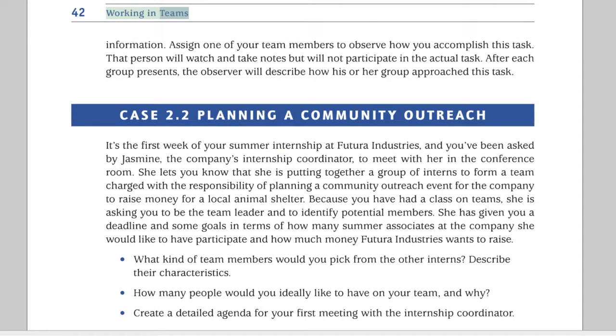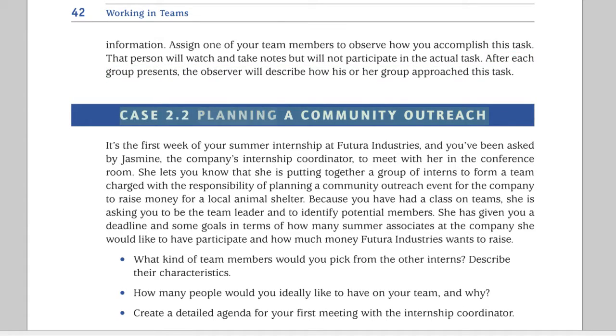Assign one of your team members to observe how you accomplish this task. That person will watch and take notes but will not participate in the actual task. After each group presents, the observer will describe how his or her group approached this task.